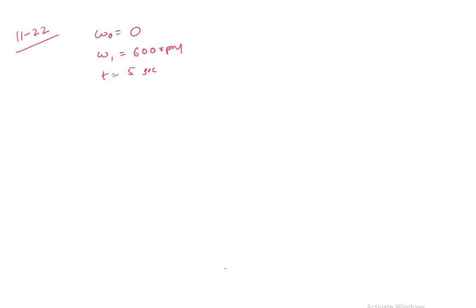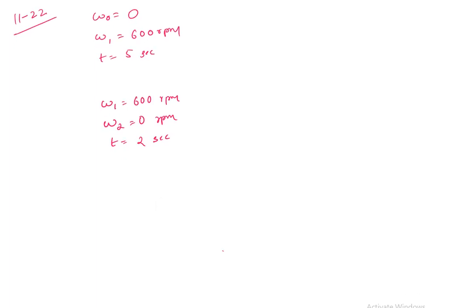And then in the second stage it is braked from omega 1 equal to 600 RPM to omega 2 equal to 0 RPM in t equal to 2 seconds. Alright. And we need to find the total number of revolutions, right?